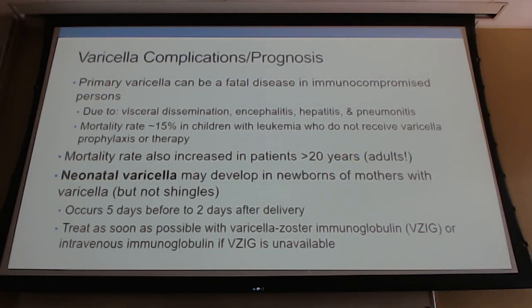If there's an open lesion on the breast, that would be an indication. So if mom has shingles on her back, okay to breastfeed. It's if she has shingles over the breast tissue, you have a direct lesion contact.